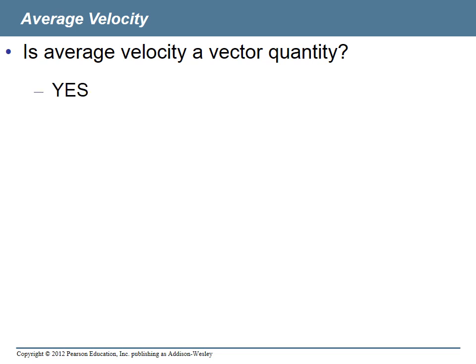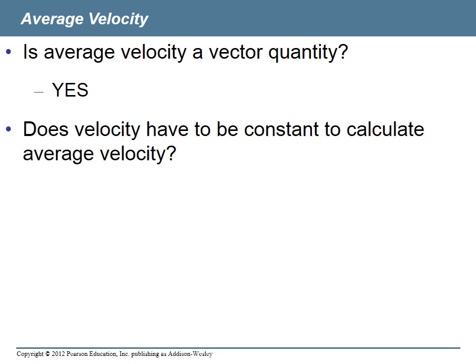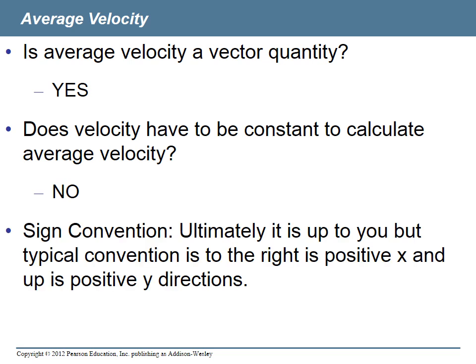Is velocity a vector quantity? Hopefully you say yes. Does velocity have to be constant in order to calculate average velocity? Think about that one for a second. Hopefully you say no. Velocity does not have to be constant in order to calculate its average. I could have something standing still for a minute and then moving. It still has some displacement over some time, so I can still get an average velocity. It doesn't have to be constant.